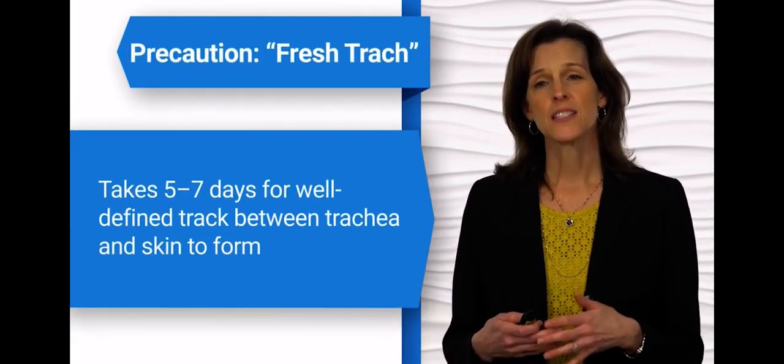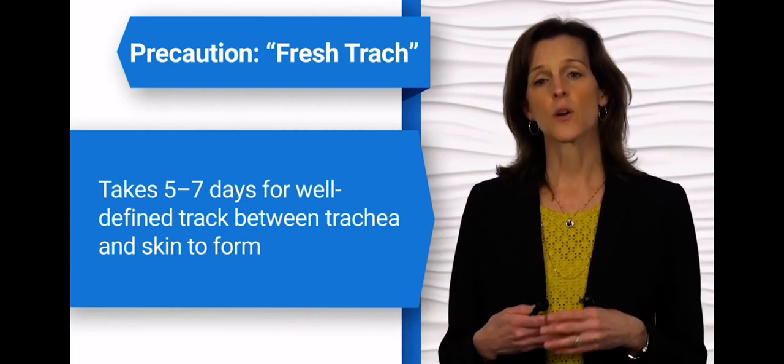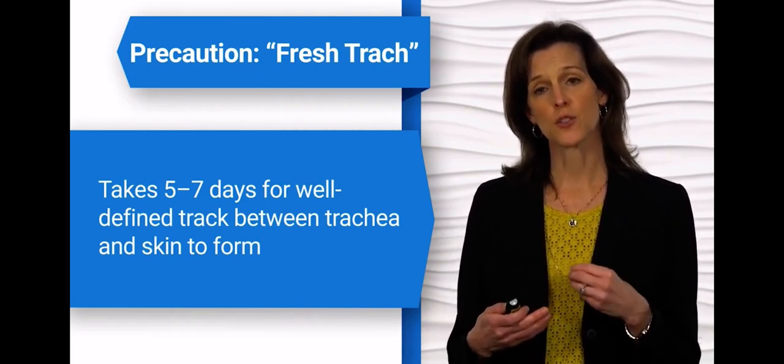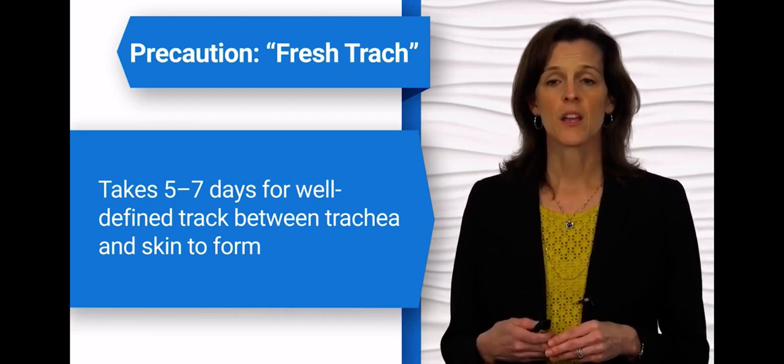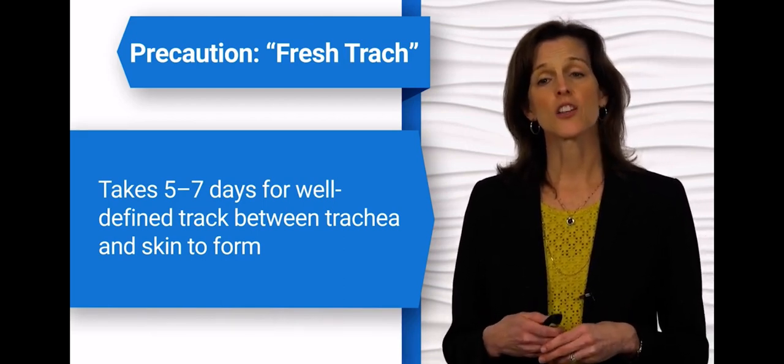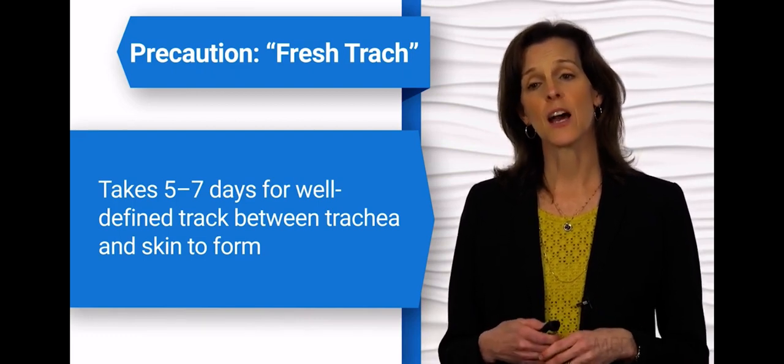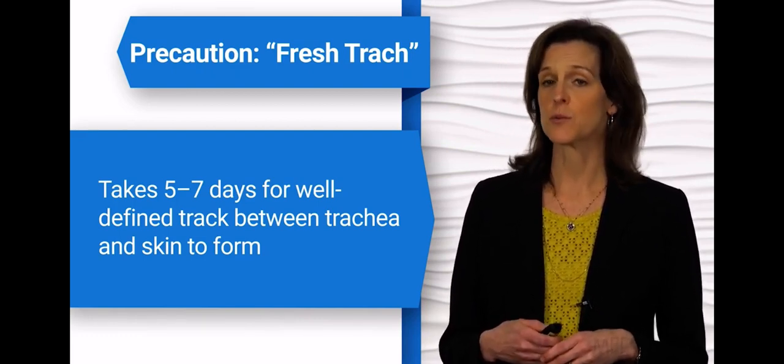There is a precaution for a patient with a fresh trach. It does take about 5 to 7 days for a well-defined tract to form between the trachea and the skin, so you want to use extra precaution during that time. Call the nurse immediately if it's dislodged, and again, you may need to ventilate via a bag valve mask if the patient is requiring oxygen.